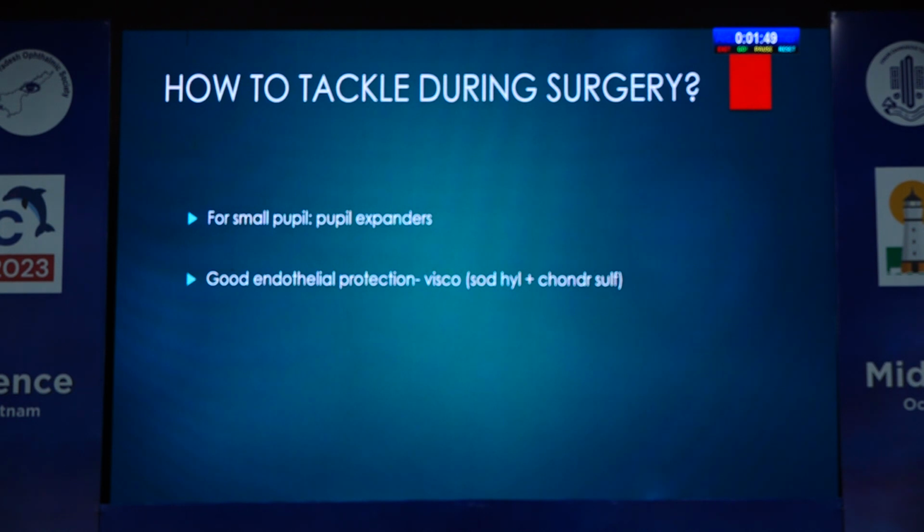Weak zonules are always associated with other factors like small pupils. In such cases, we have to use small pupil expanders, like the previous surgeons showed, iris hooks and rings, Malyugin ring or BHEX ring, whatever it may be. We also need good endothelial protection, because pseudoexfoliation and trauma cases are always associated with low endothelial count. So good viscoelastics containing sodium hyaluronate and chondroitin sulfate are a very good option in these cases.